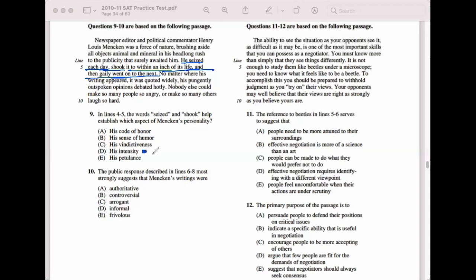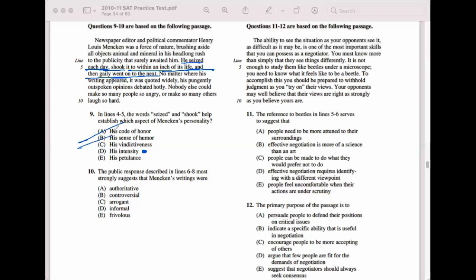D, the fact that he was intense, the fact that he was always going after something, going after a story or looking at what he could write about. So I like D. Okay, option A, code of honor doesn't really come across in those lines, right? Those lines talk about how he was devoted to his work. He would go to any lengths, right? But that's not something that honor speaks about, right? So honor is kind of beyond the scope. His sense of humor doesn't come across in those lines. Those lines are about his intensity, his work ethic.